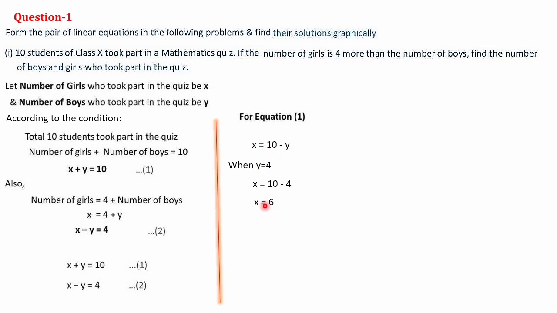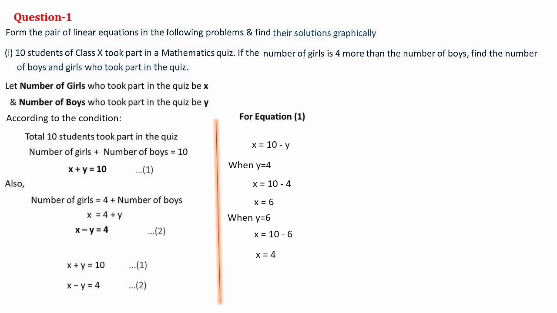One pair of values we have got. Next, when y is equal to 6, we are putting another number for y. That is, if you put y is equal to 6, we have x is equal to 10 minus 6, that is equal to 4.